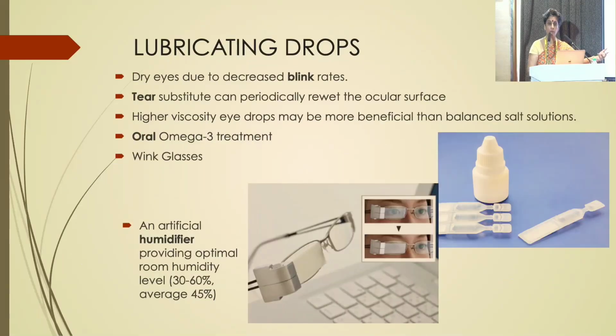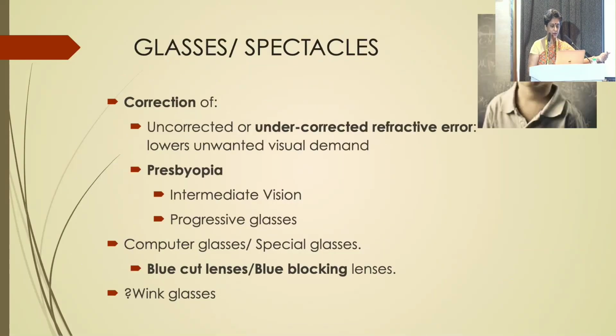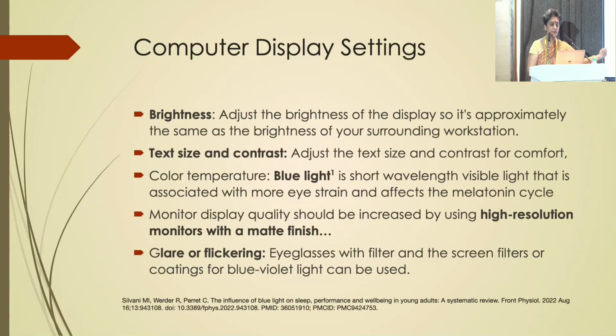Lubricating drops and humidifiers are nowadays available, as well as spectacles for uncorrected errors and for phorias. And of course, we have to change display settings, because in my office also, if I'm not comfortable with a very bright screen, then I switch off one of my tube lights. Or if I want a brighter screen, I'll put them both on. I try to match the ambient lighting with the screen, and I try to get the table in the right ergonomic position, as well as in the right position with respect to the lighting.